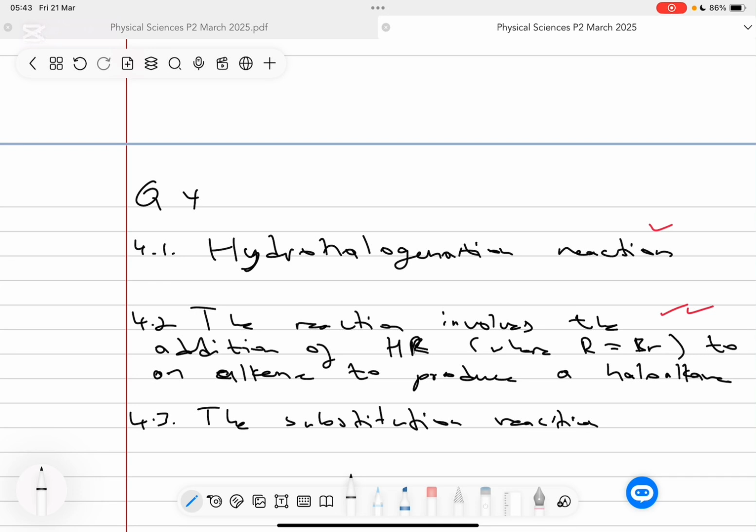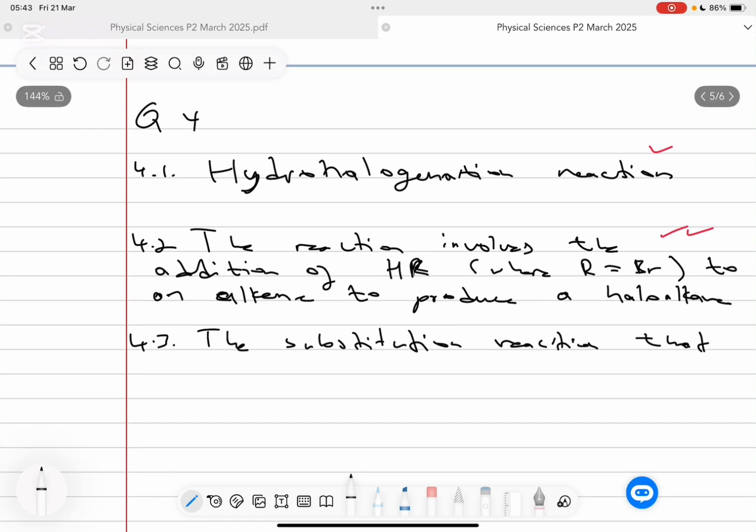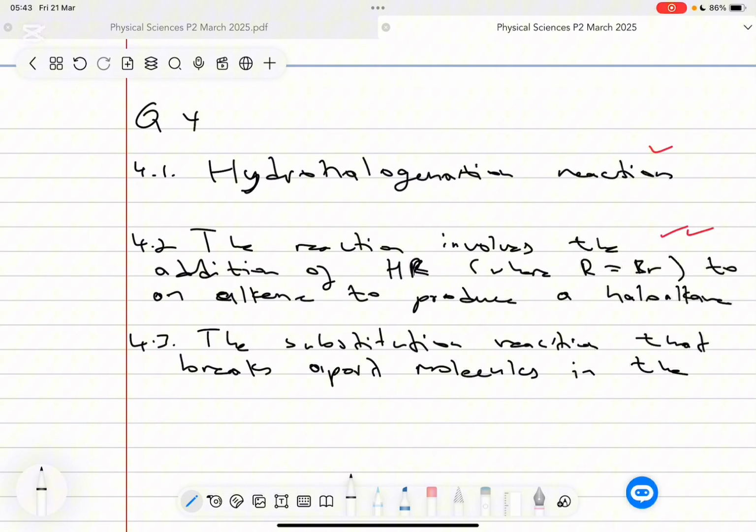Very important. This reaction, we're saying, is a substitution reaction that breaks apart molecules in the presence of water. And by water here, we mean that we actually have the hydroxide. We are dealing with a hydroxide.